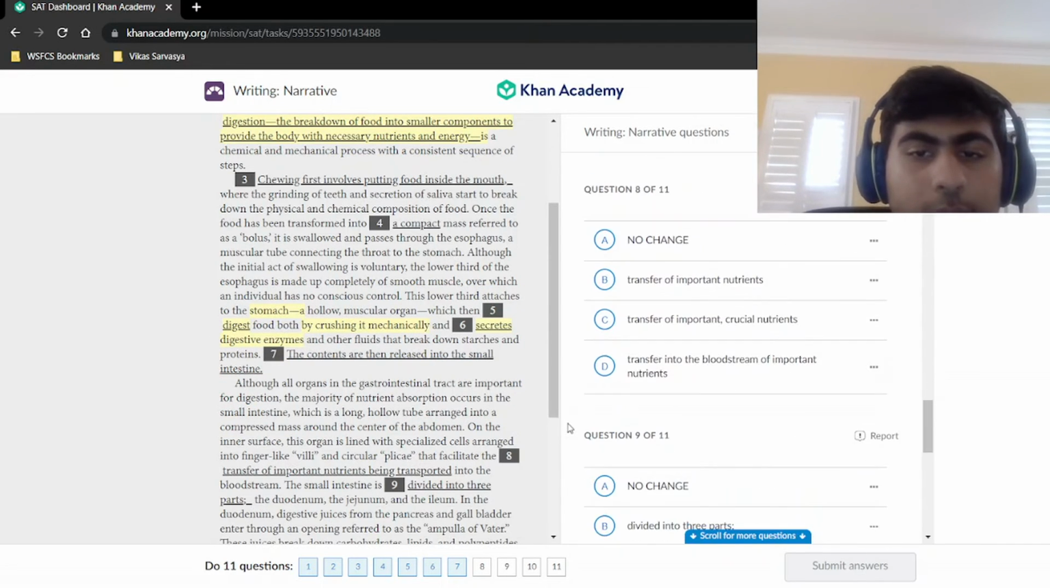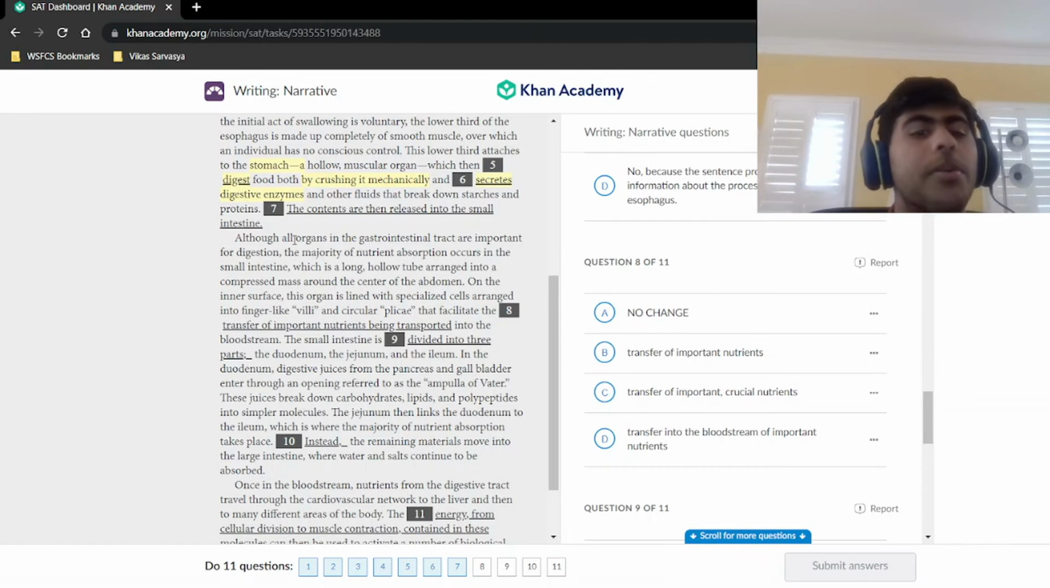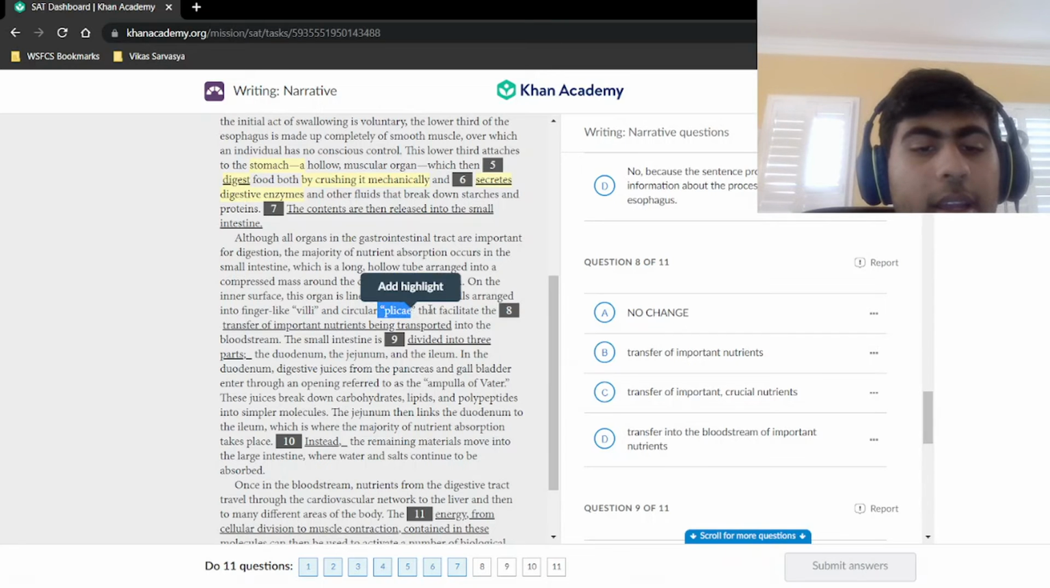Let's keep going. All right, down here, question number 8. So we can see. Let's read this whole thing first, though. Although all organs in the gastrointestinal tract are important for digestion, the majority of nutrient absorption occurs in the small intestine, which is a long, hollow tube arranged into a compressed mass around the center of the abdomen. On the inner surface, this organ is lined with specialized cells arranged into finger-like villi and circular plicae that facilitate the transfer of important nutrients being transported into the bloodstream.